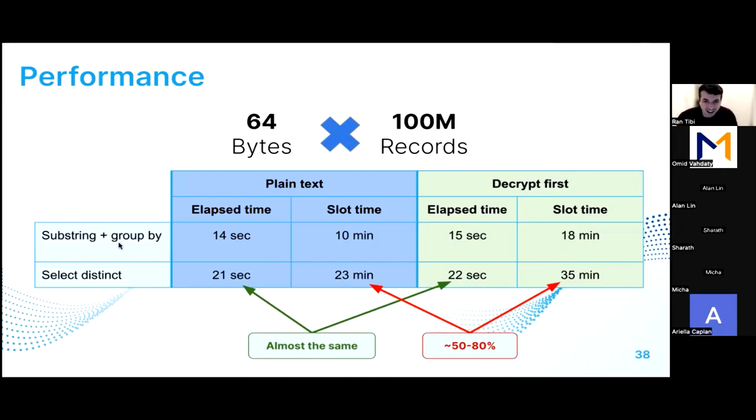In order to make sure, I ran two different kinds of queries, one with substring and group by, and the second one with select distinct. This is how I was sure that all the data was actually scanned and all the records actually got decrypted. And as you can see, the elapsed time, which is the actual query time, meaning the time it took the query to return, is almost the same. But when you look at slot time, which presents the amount of resources that the query uses, there was an overhead of about 50 to 80%.